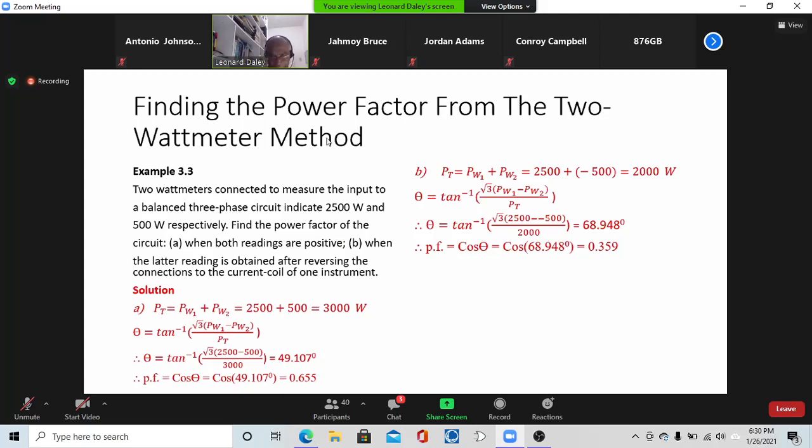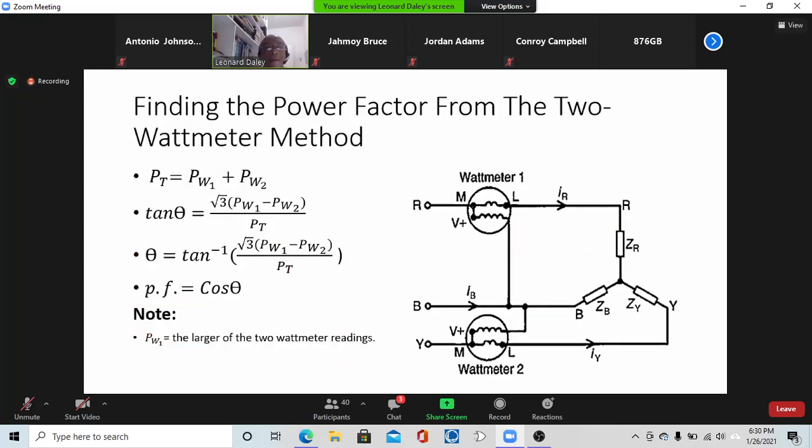Finding the power factor from wattmeter readings. Where am I? Sorry.